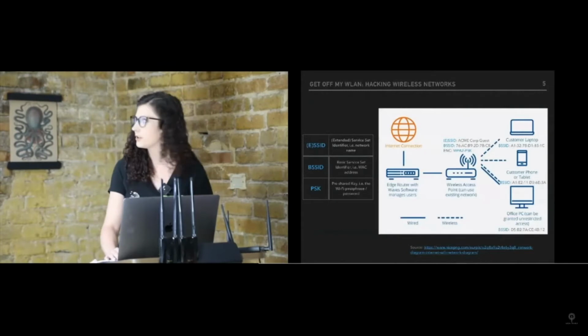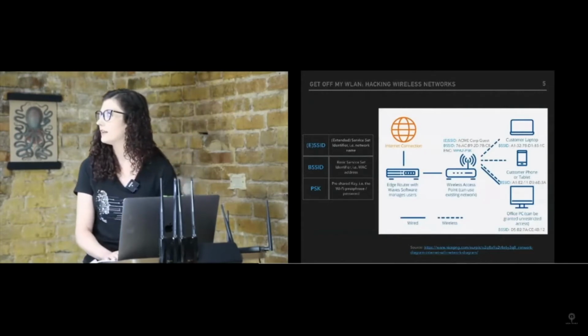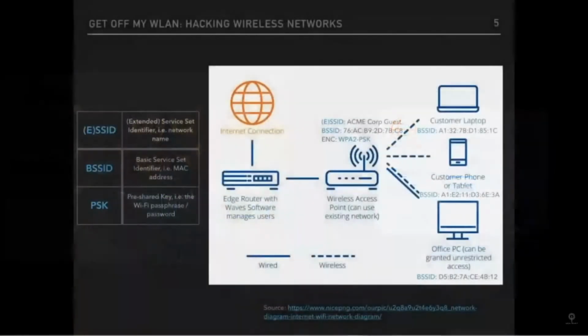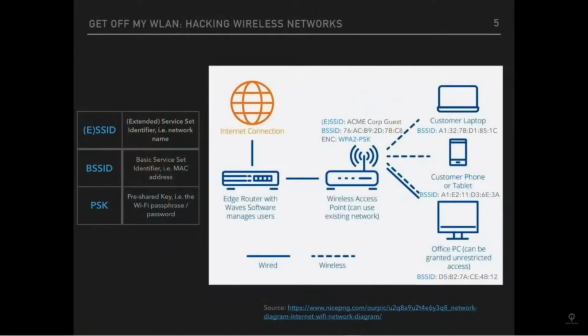Some other terms we should be familiar with is the extended service set identifier, or the network name. If we look at the image in the center, we have our classic home setup with our wireless access point in the middle. Starting from top to bottom, we see the ESSID is Acme Corp Guest.